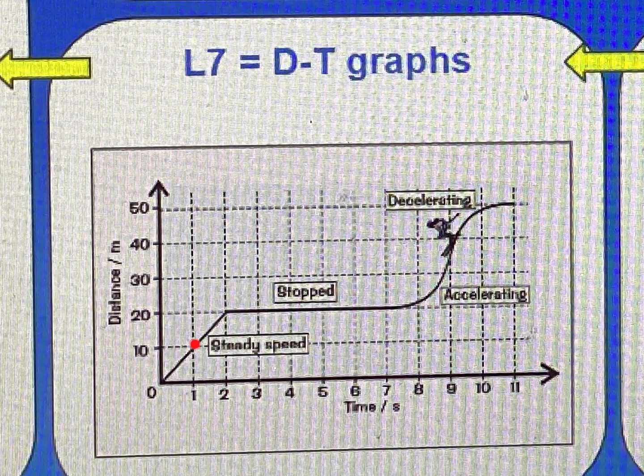Now, there's a way to work out speed because speed equals distance over time. So if I take my distance of 20 and my time of 2, I get 10 meters per second. So I'm able to calculate my speed from these graphs.